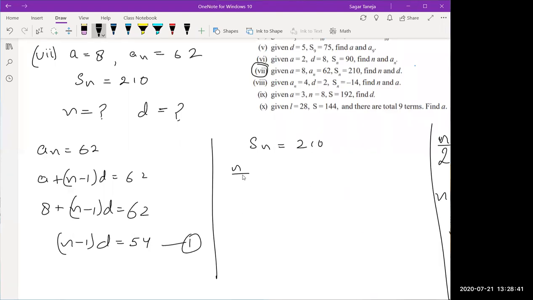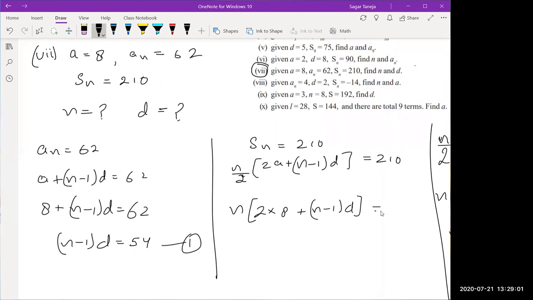Now moving on to Sn. Sn is n by 2, 2a plus n minus 1 d is equal to 210. We don't know n, so keep it like this. And 2a, the value of a is 8, plus n minus 1 d is equal to 210. So n by 2 is 16. This 2 will get multiplied this side. That I have not done. Now I am doing it.